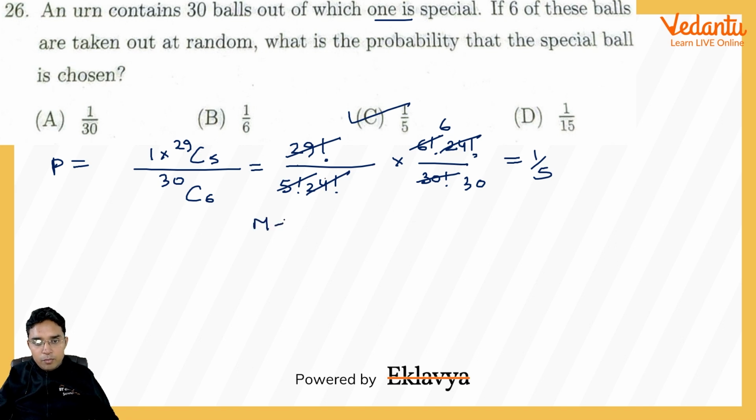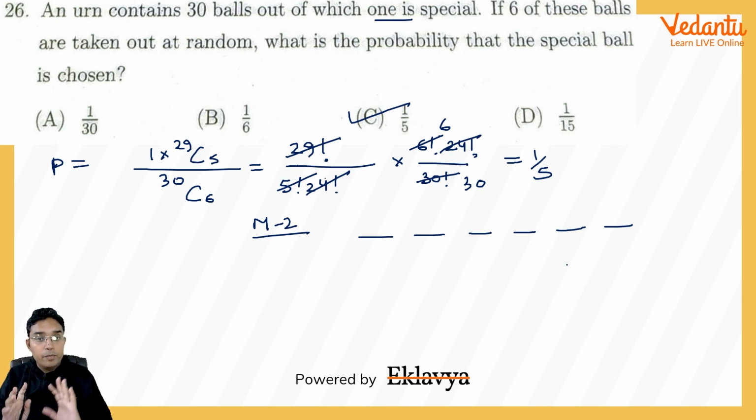Dear all, I have one more method that can be much more direct than this. 1, 2, 3, 4, 5, 6. These are the 6 places where we are going to find the balls and put them. Now, my special ball can be at this place or this place or this place or this place or this place or this place. Now I think they all are equally probable.